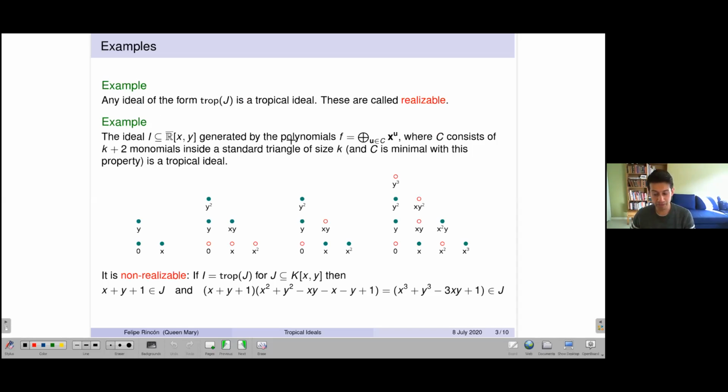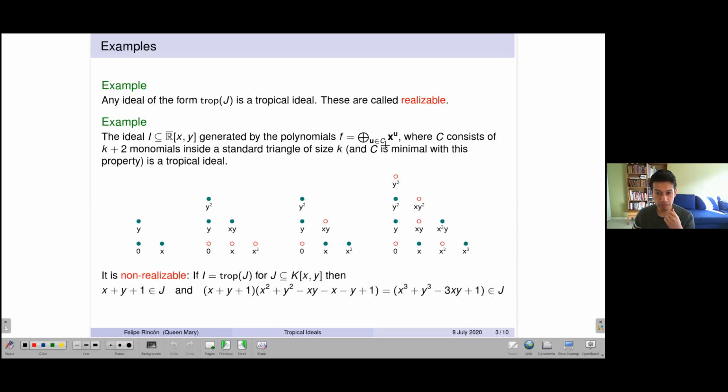Let me just tell you the definition of that ideal here, so that we're going to use it in the mini exercise today. So the ideal is an ideal in two variables, x and y, a tropical ideal in two variables, x and y, and it's going to be generated by polynomials that look like this.